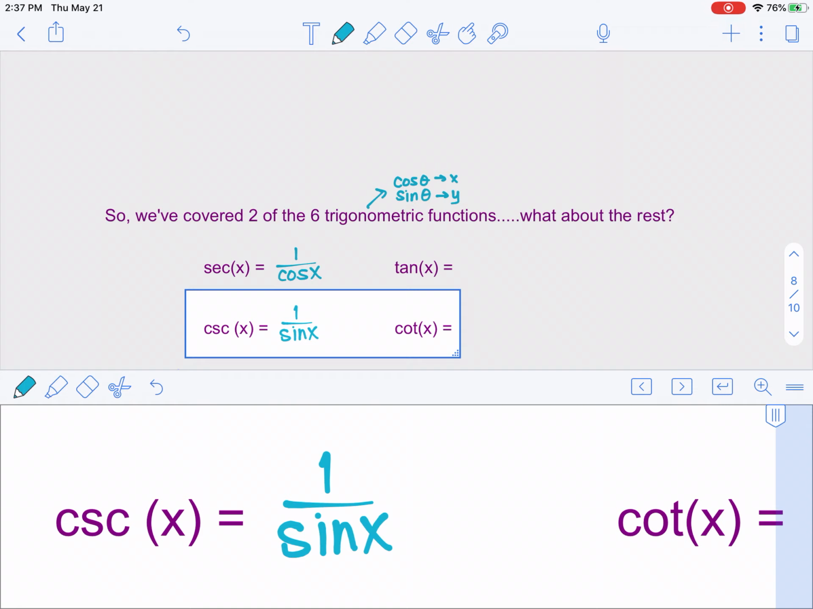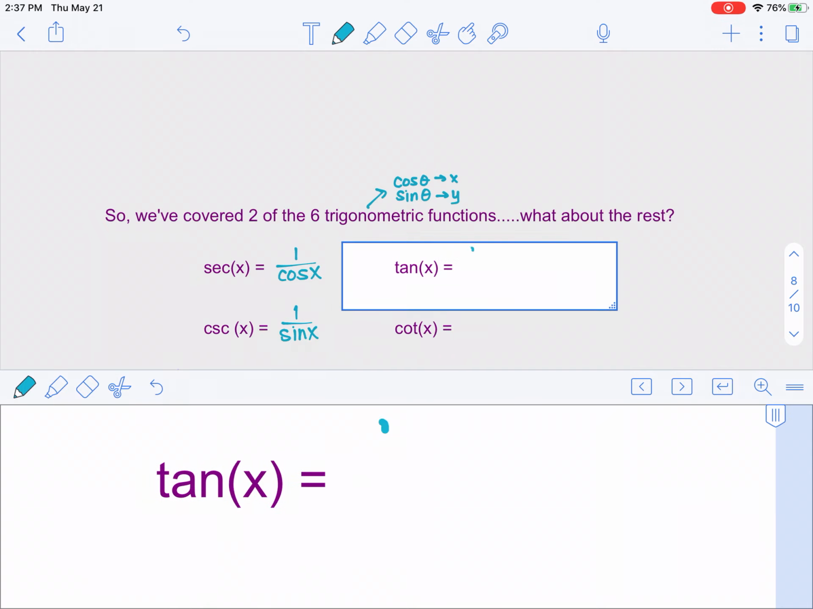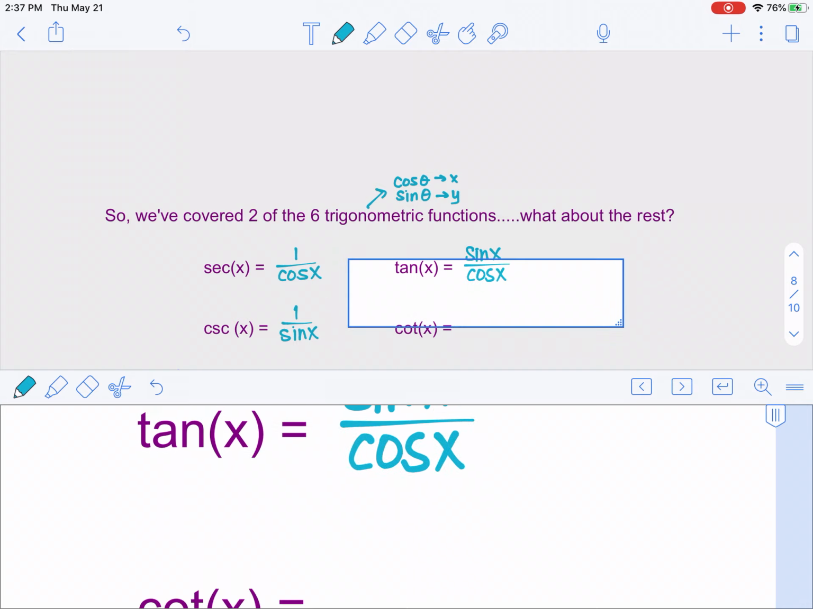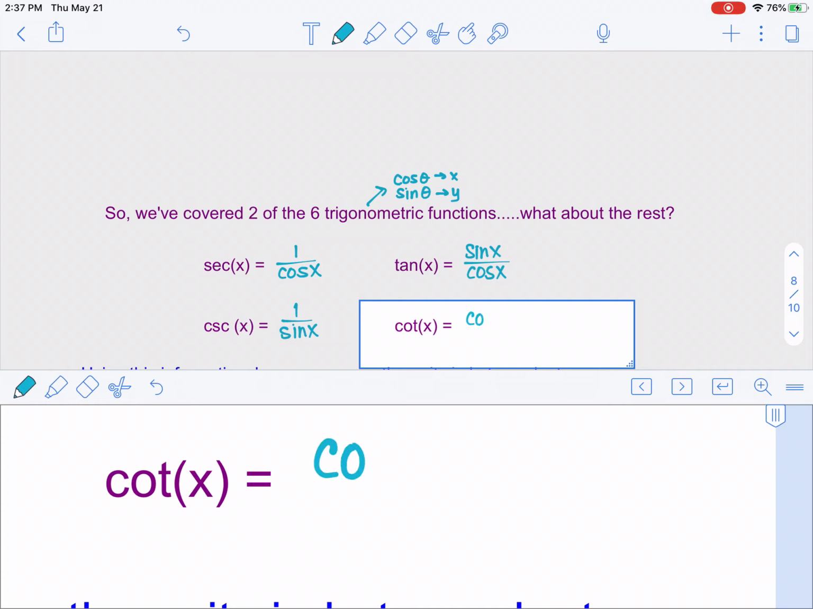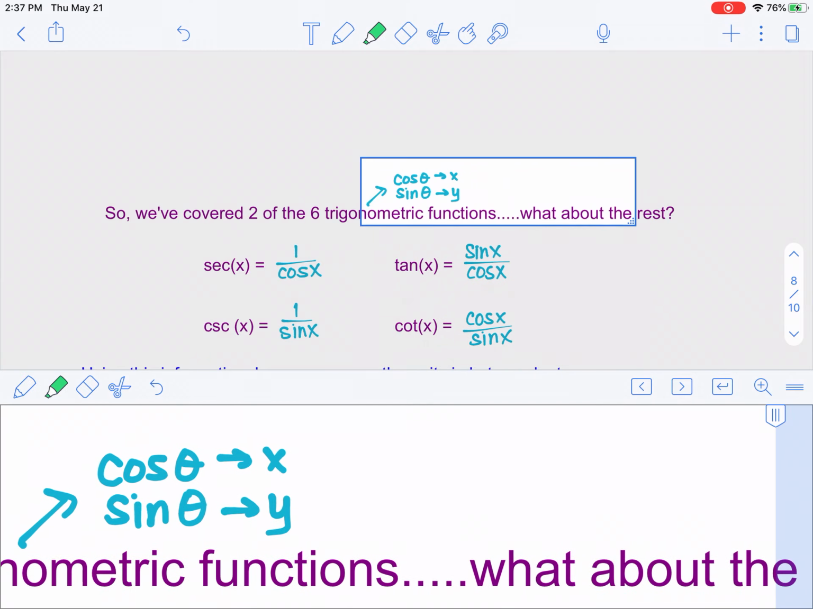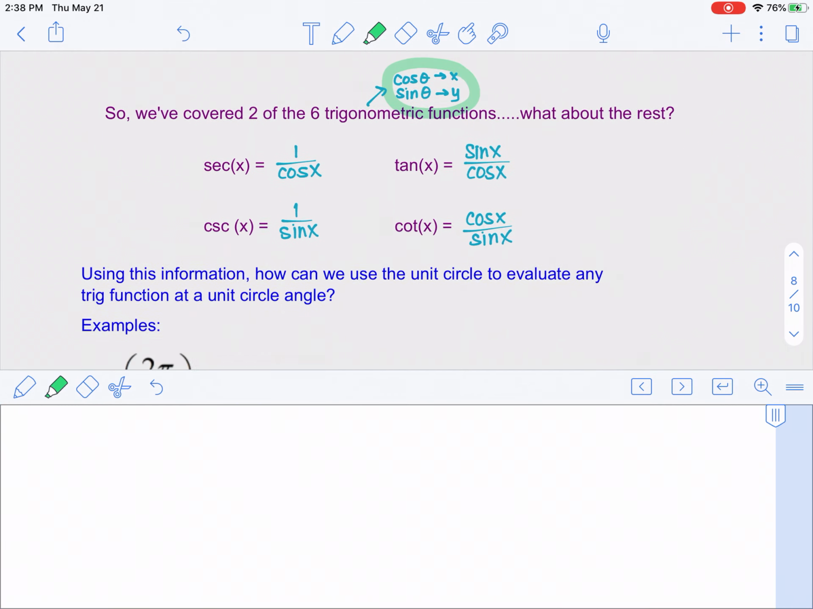Well, here's the good news. If we already know stuff about sine and cosine, clearly we should be able to easily come up with cosecant and secant. Okay. Tangent, we know, is sine over cosine. And cotangent is just cosine over sine. Again, if we can come up with those two things, then we should be able to calculate those. And so as soon as you understand how to come up with these from the unit circle, you can do it for any of the 6 trig functions as long as you know these relationships.